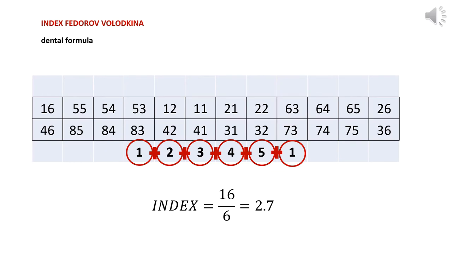To calculate the index, we sum up all the scores and divide by 6, the number of teeth that we colored. 1 plus 2 plus 3 plus 4 plus 5 plus 1. We get 16 and divide 16 by 6, the number of teeth. We get 2.7.